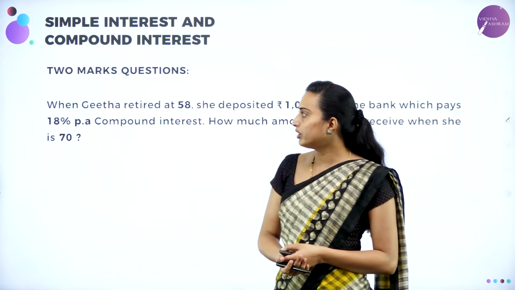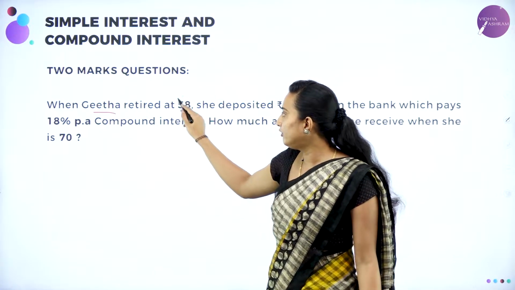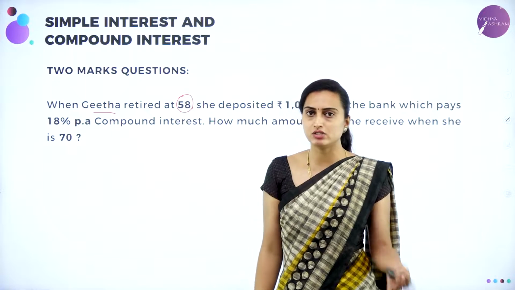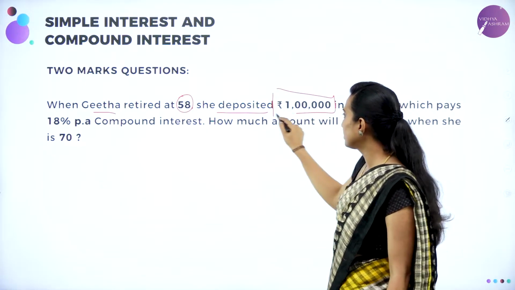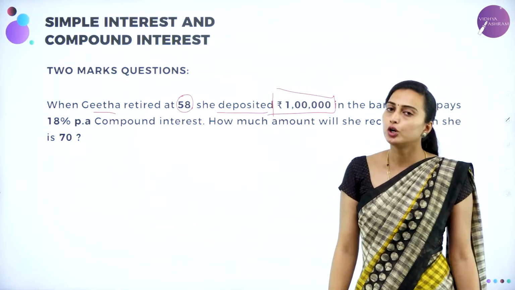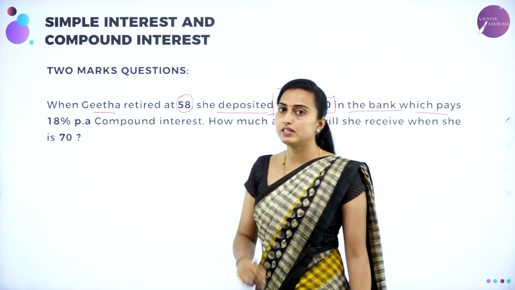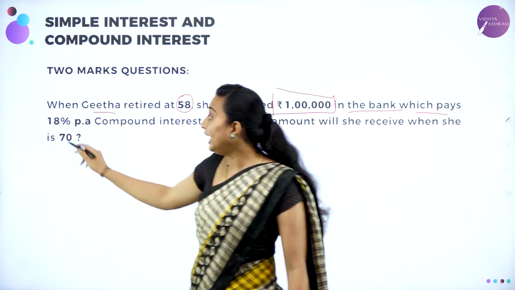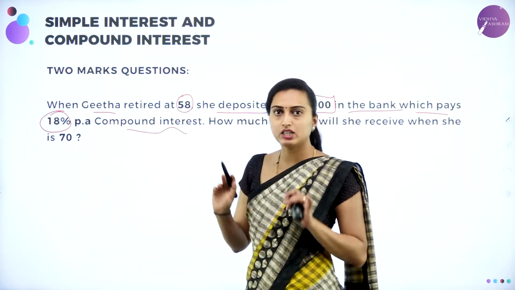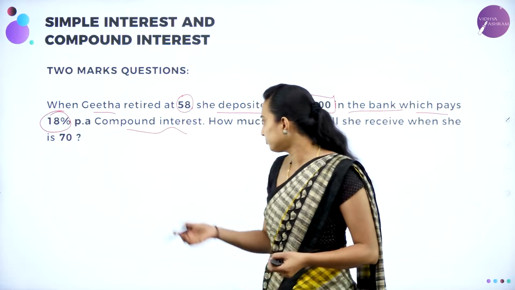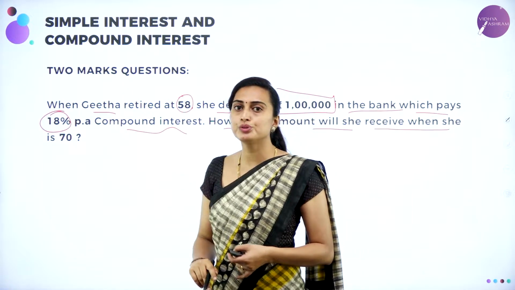So, let me know what they have given. Geeta is going to retire at the age of 58. She deposits rupees 1 lakh in the bank, which pays 18% interest, compound interest. How much amount will she receive when she turns 70?